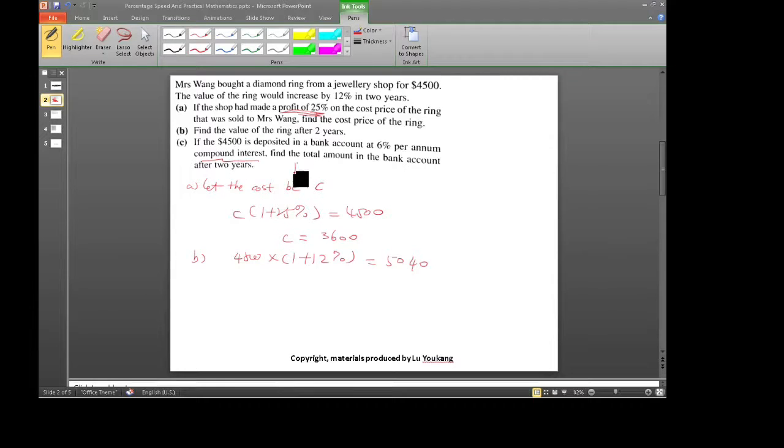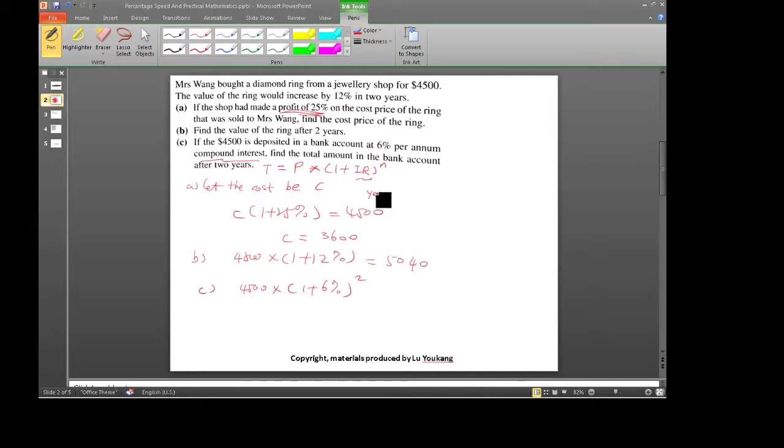Part C. So if $4,500 is deposited in the bank at 6% per annum compound interest. So the formula for compound interest is principal times (1 plus interest rate) to the power of n, and this n is the number of years. And that will give you the total amount. Therefore, the principal is 4,500 times (1 plus 6%) to the power of 2 years.